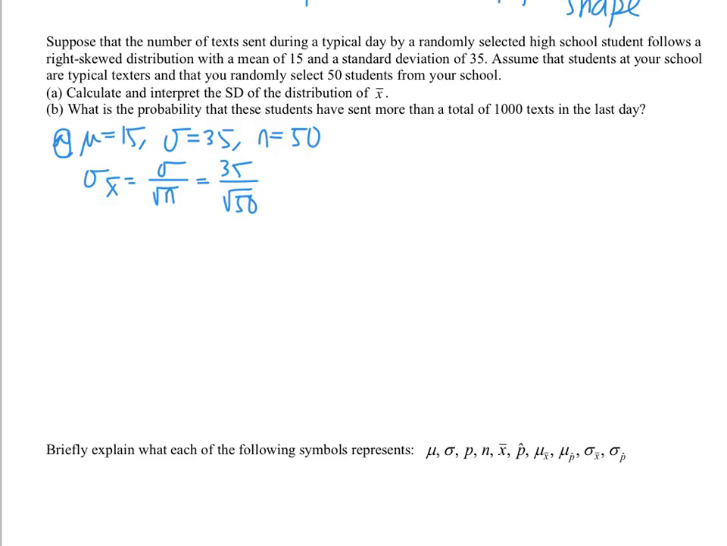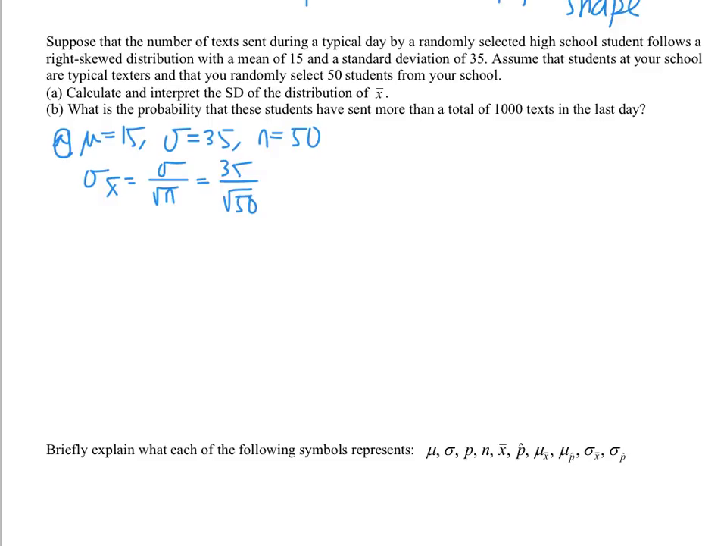Okay, we need to interpret this. This is typically how far, in the long run, if I take a whole bunch of samples of size 50, that sample mean is going to be from the population mean. So again, if I take a whole bunch of x bars, a whole bunch of samples of size 50, this will be the typical deviation from the sample mean to the population mean.